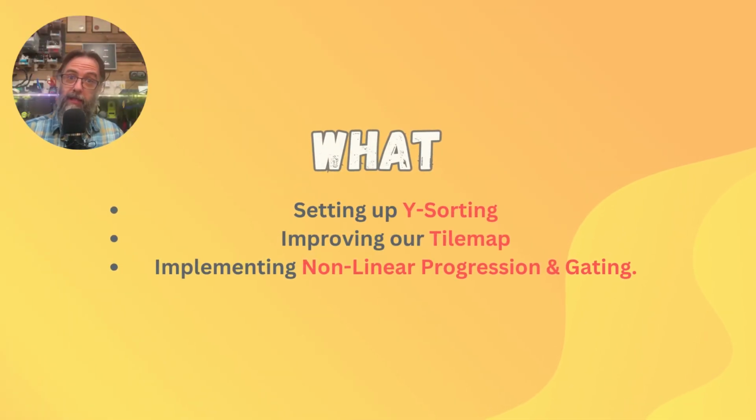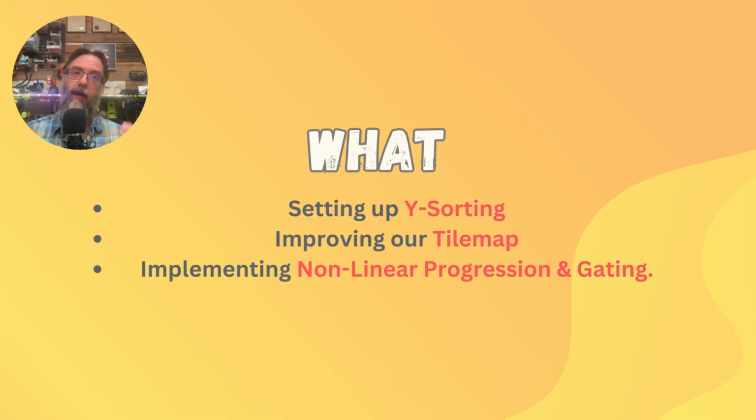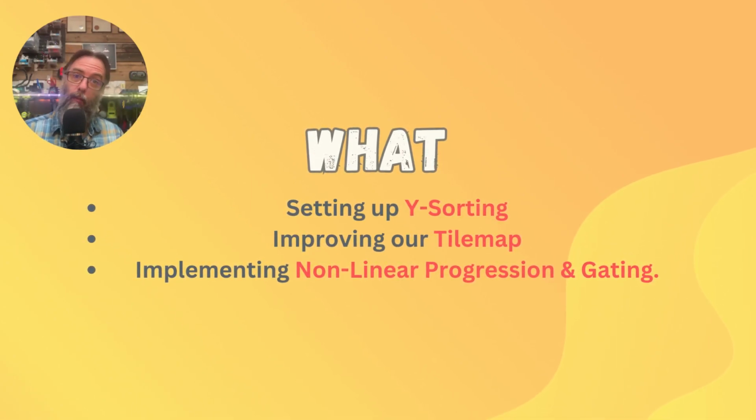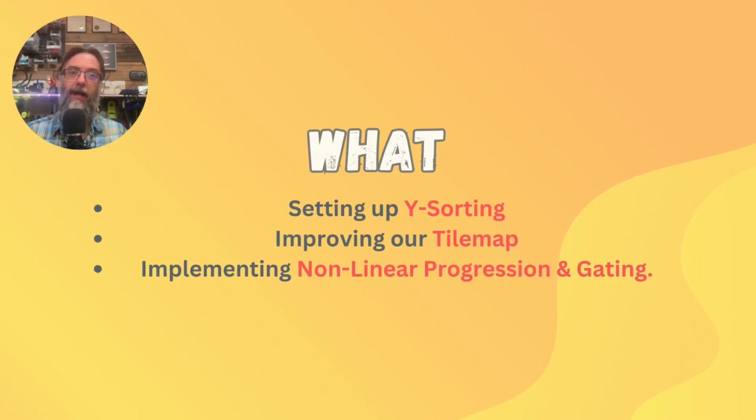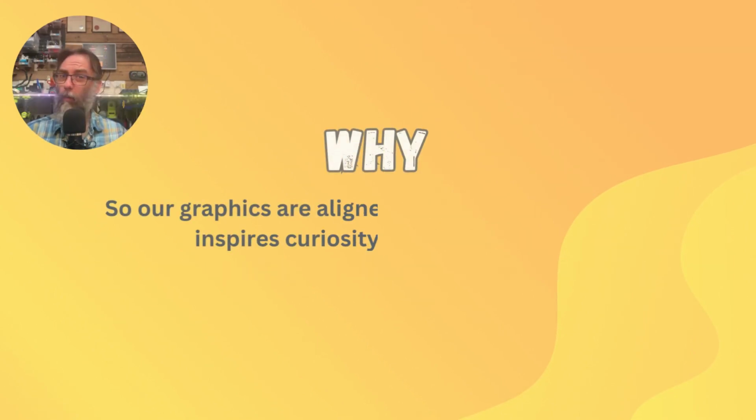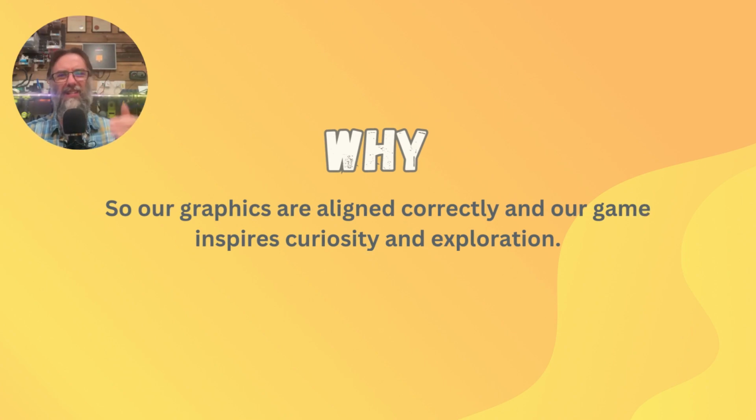So what are we doing today? We are setting up our Y sorting, we are improving our tile map, and hopefully we're also going to implement some of that non-linear progression and gating that we've talked about. Why do we want to do these things? Well, we want to make it so our graphics are all organized and aligned correctly. And also we want our map to inspire that curiosity that we talked about in our earlier episode as well.